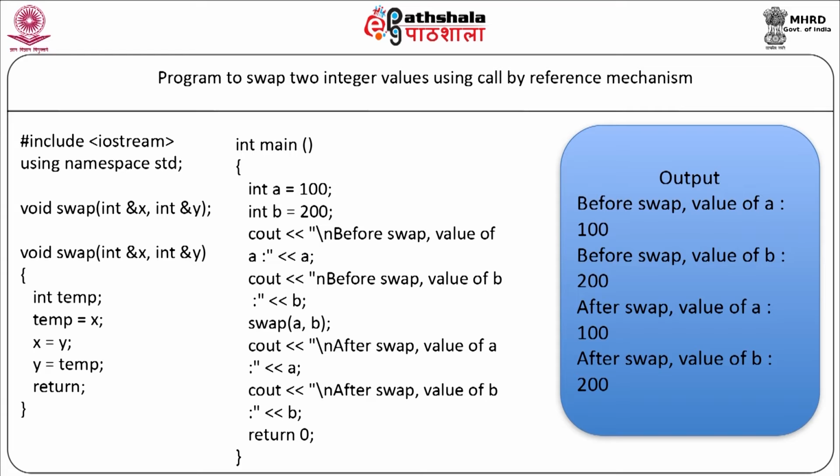Whatever changes the swap function makes to x and y will actually be reflected in the variables a and b. The swapping of the values of x and y will change a and b, and that change will be reflected inside the calling program, the main program. The next values printed on the screen will be: after swap value of a is now 200 and after swap value of b is 100. As you can see, the swapping of values of a and b has taken place using call by reference.